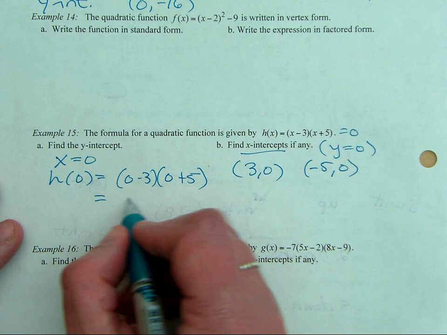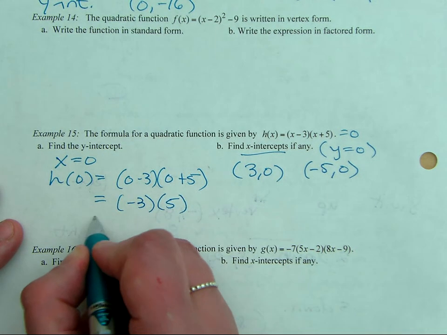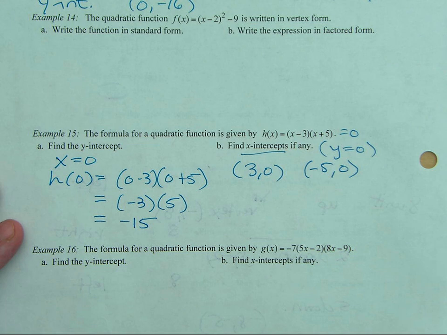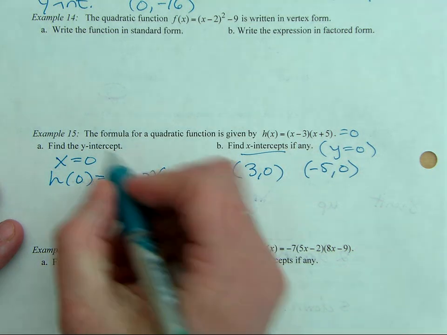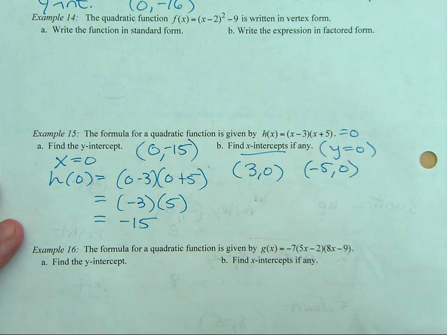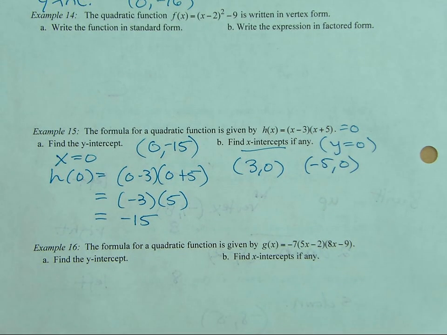So negative 3 times 5 is negative 15. You could FOIL it out and put it in standard form. That would be another way to do it. That's totally fine. So the y-intercept is going to be 0, negative 15. Okay, go ahead and try 14 and 16, and then we'll share out on those.